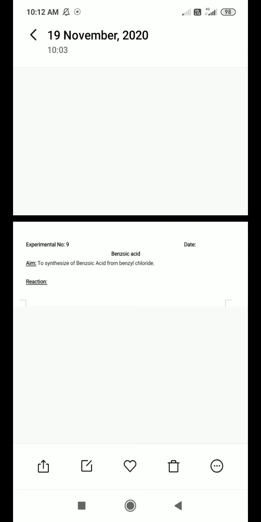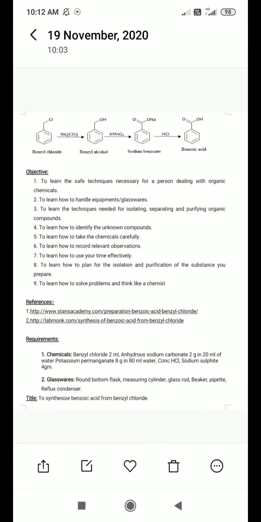Today we will see the synthesis of benzoic acid from benzyl chloride. This is the title, that is, the aim: to synthesize benzoic acid from benzyl chloride. Now, look at the reaction, how it happens. First of all, we have to treat benzyl chloride. You can see how its structure looks on the screen.